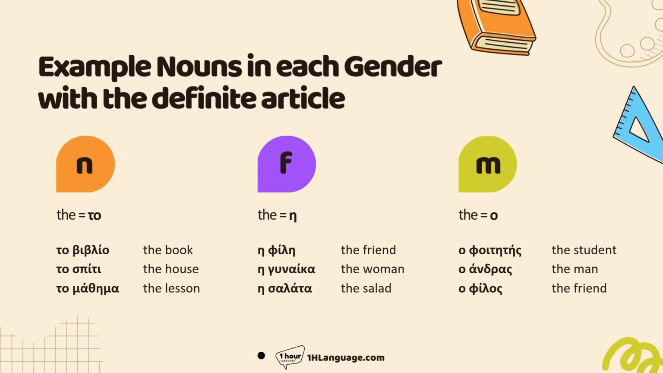These are practical examples using the definite article the. Neuter. To vivlio, the book. To spiti, the house. To mathima, the lesson. Feminine. I fili, the friend. I gynaika, the woman. I salata, the salad. Masculine. O fititis, the student. O andras, the man. O philos, the friend.